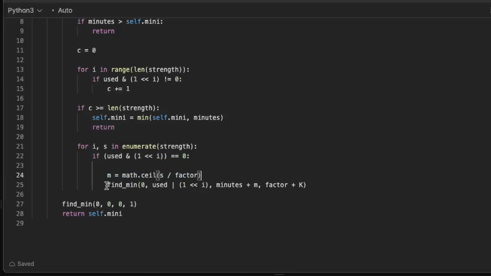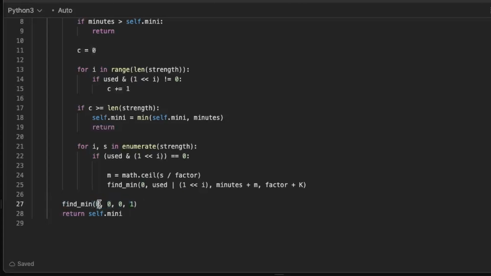Then we're going to do our recursive call. So our current energy is going to become 0 here, because remember, when we break a lock, our current energy resets to 0. And here we're recording that we've broken that ith lock. We're going to increase our current minutes by whatever m we found up here, and then increase our current factor by k. Then down here, we're just going to call that recursive function.